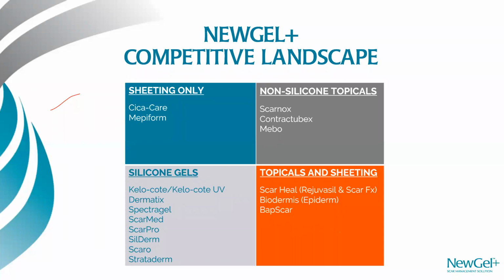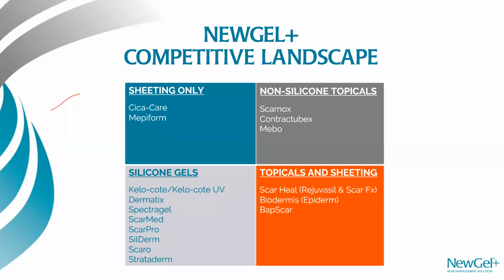In the top left, we have the sheeting only products, and that would be Sikacare and Mepiform. What would the disadvantages of sheeting only products be? They don't have a full line of products. They only offer sheeting. They don't offer gel. And the most recent international clinical recommendations on scar management highly recommend the gel because it is more user-friendly and patients are very likely to continue using it.